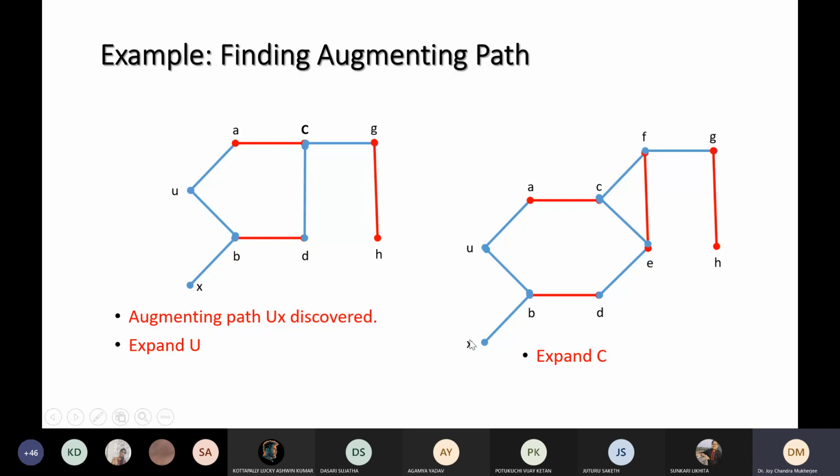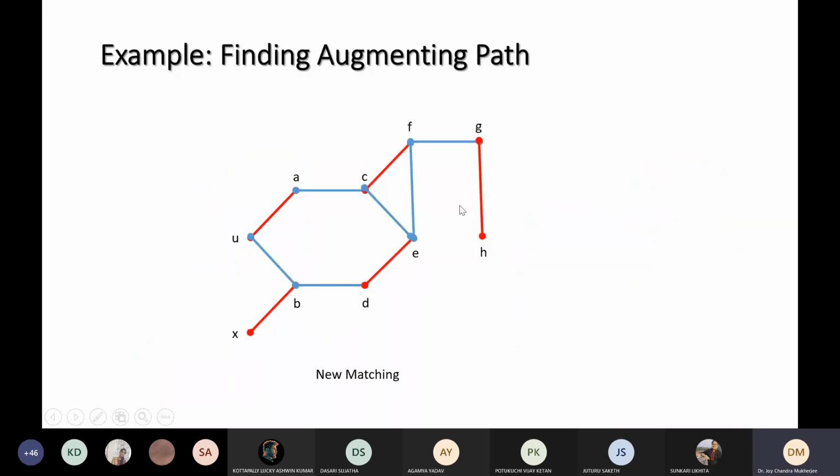So what I will do, I will revert the status of the edges. So XB becomes red, BD becomes blue, DE becomes red, EF becomes blue, CF becomes red, AC becomes blue, UA becomes red. Okay. So I get a matching. At this stage, all the vertices are saturated. So I find the maximum matching. So no more augmenting path can be found here. So that is how this algorithm works.